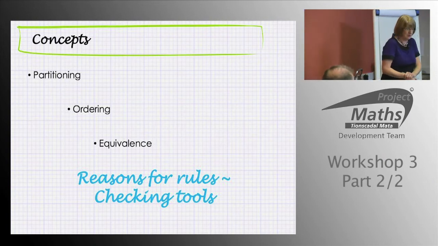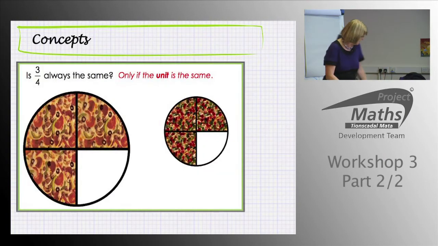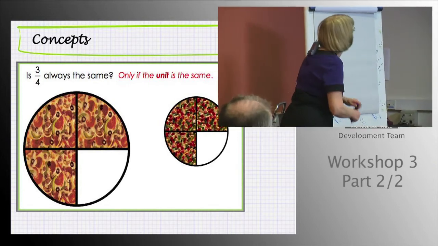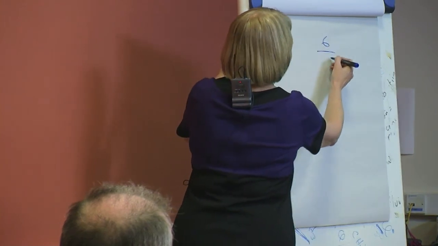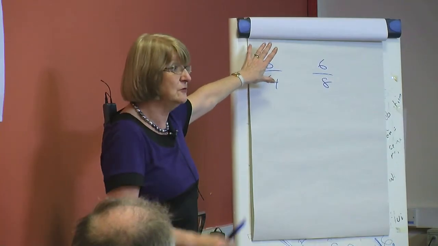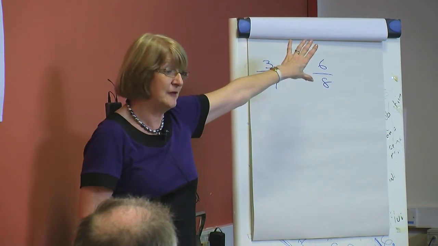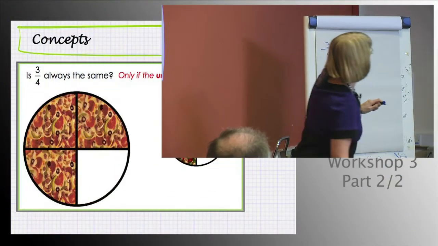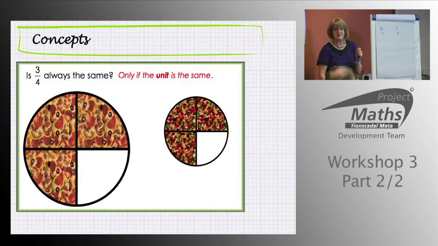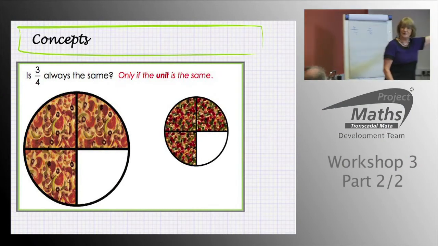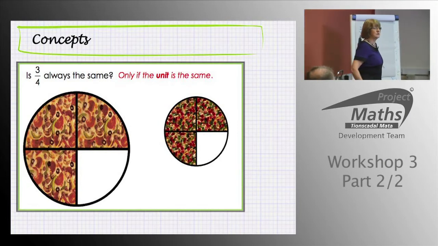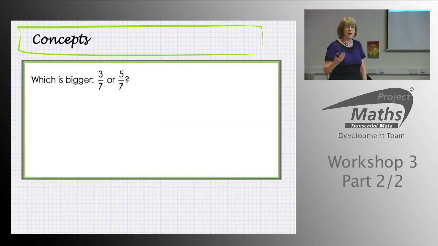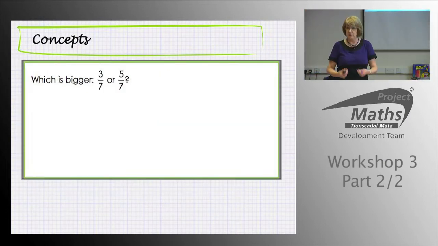So, is 3/4 always the same? I found that was a bit misleading, that slide. Let's say, is 3/4 always the same as 6/8? It depends on the unit. 3/4 of what? 6/8 of what? So if you look at up here, only if the unit is the same. So I'm going to show you 3/4 of the large pizza is not the same as 3/4 of the small pizza. Now, we all know that to decide which fraction is larger, we get a common denominator and check them.